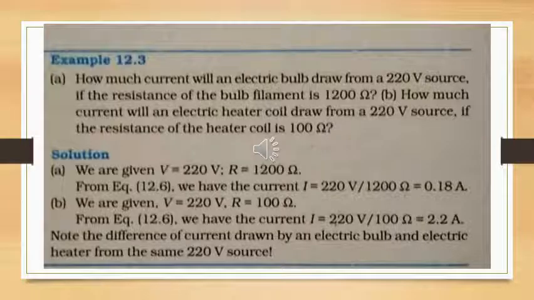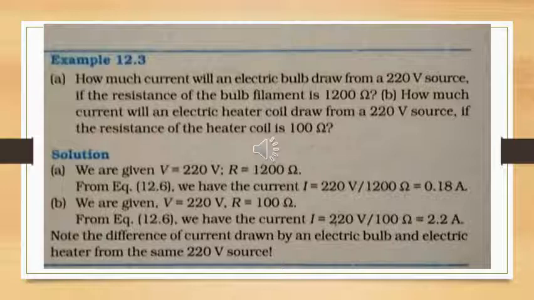How much current will an electric bulb draw from a 220 volt source if the resistance of the bulb filament is 1200 ohm? How much current will an electric heater coil draw from 220 volt, that is, the voltage is the same, if the resistance of the heater coil is 100 ohms? In both cases we have to calculate the electric current. So let's start. We are given voltage equals 220 volt and resistance equals 1200 ohms. Then we have the equation, current equals V upon R. Substitute the values and calculate the current.